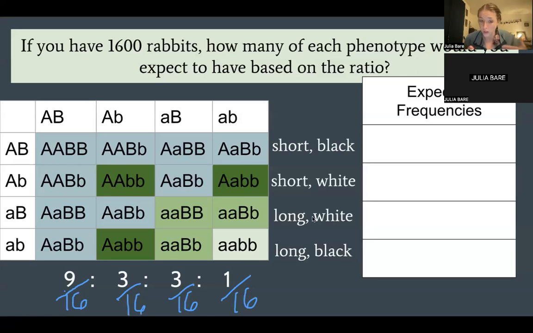Now, what you can do with these numbers is you can use these numbers to predict what phenotypic ratios you should see in a population.